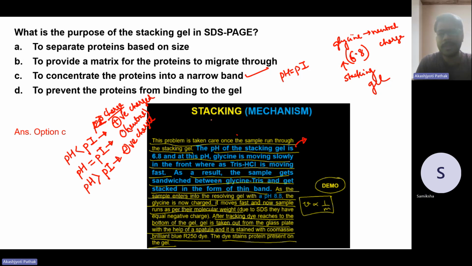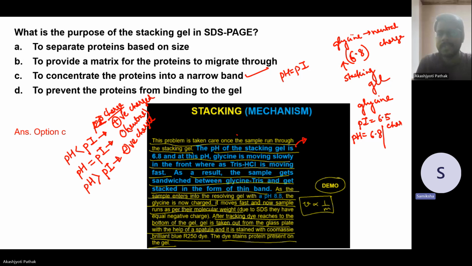Okay. So now you tell me, if glycine has a pI of 6.5, what will happen to glycine at pH 6.8 and pH 8.8? What will be the charge on glycine?